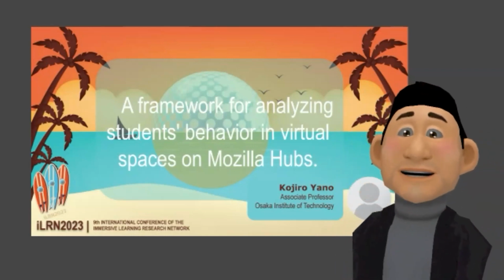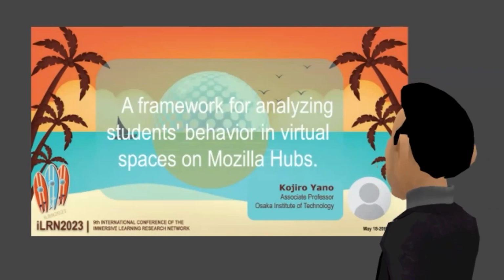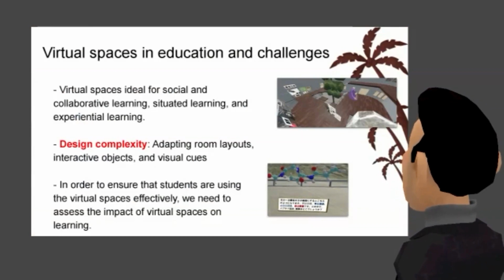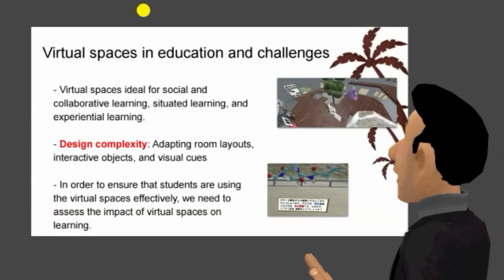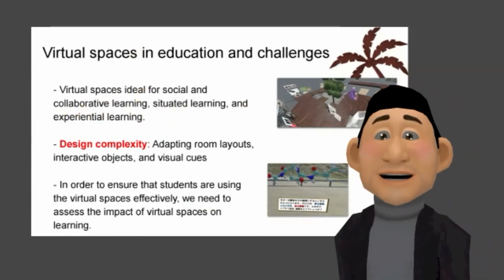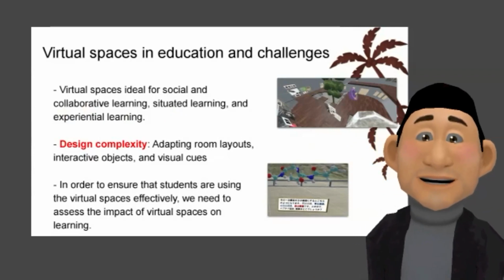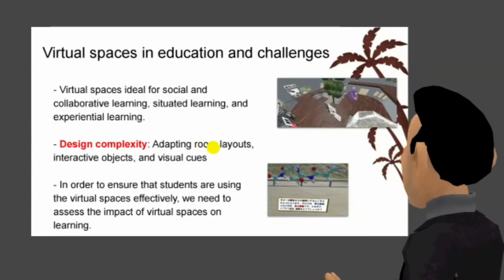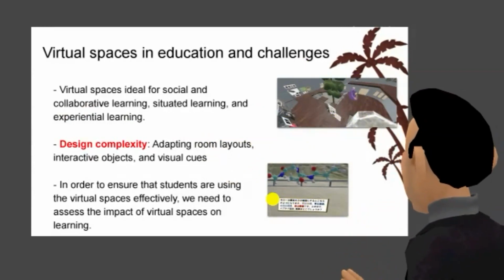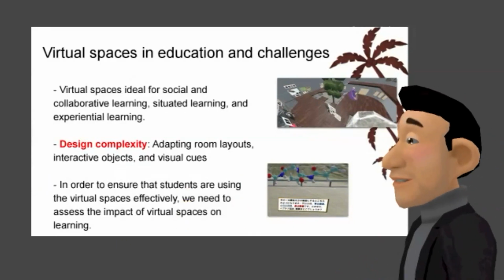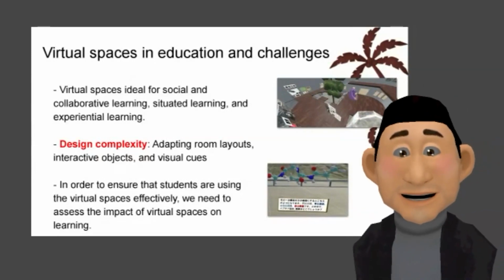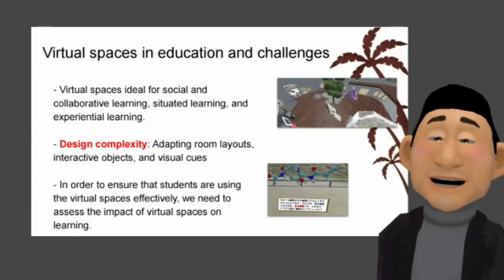Okay, so my name is Kojiro Yano. Nice to meet you. Today I'm going to talk about a framework for analyzing students' behavior in virtual spaces on Mozilla Hubs. So virtual spaces are important in education because they are ideal for social, collaborative learning, student learning, and experiential learning. However, designing virtual spaces can be complex because you need to adapt the layout depending on what you're teaching. You need to put interactive objects, and you need to add visual cues to navigate the students. So in order to ensure that students are using the virtual spaces effectively, we need to assess the impact of virtual spaces on learning.